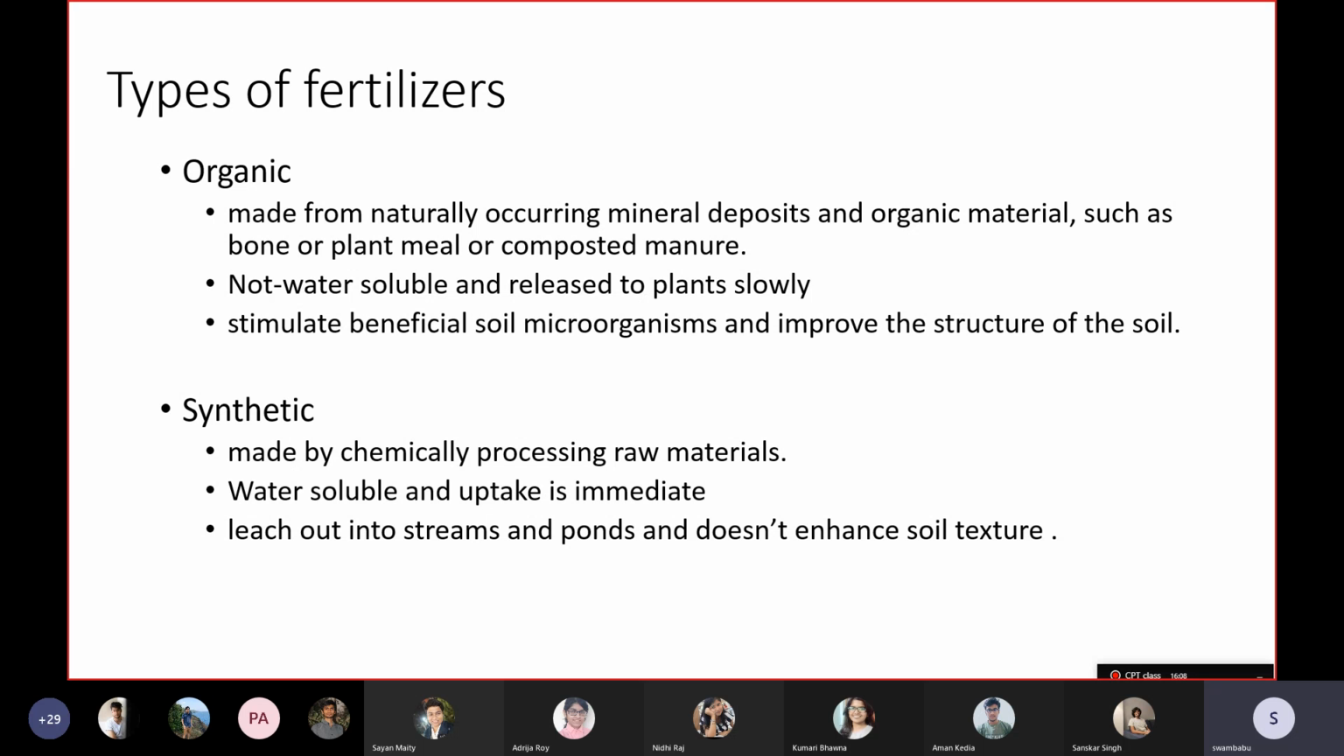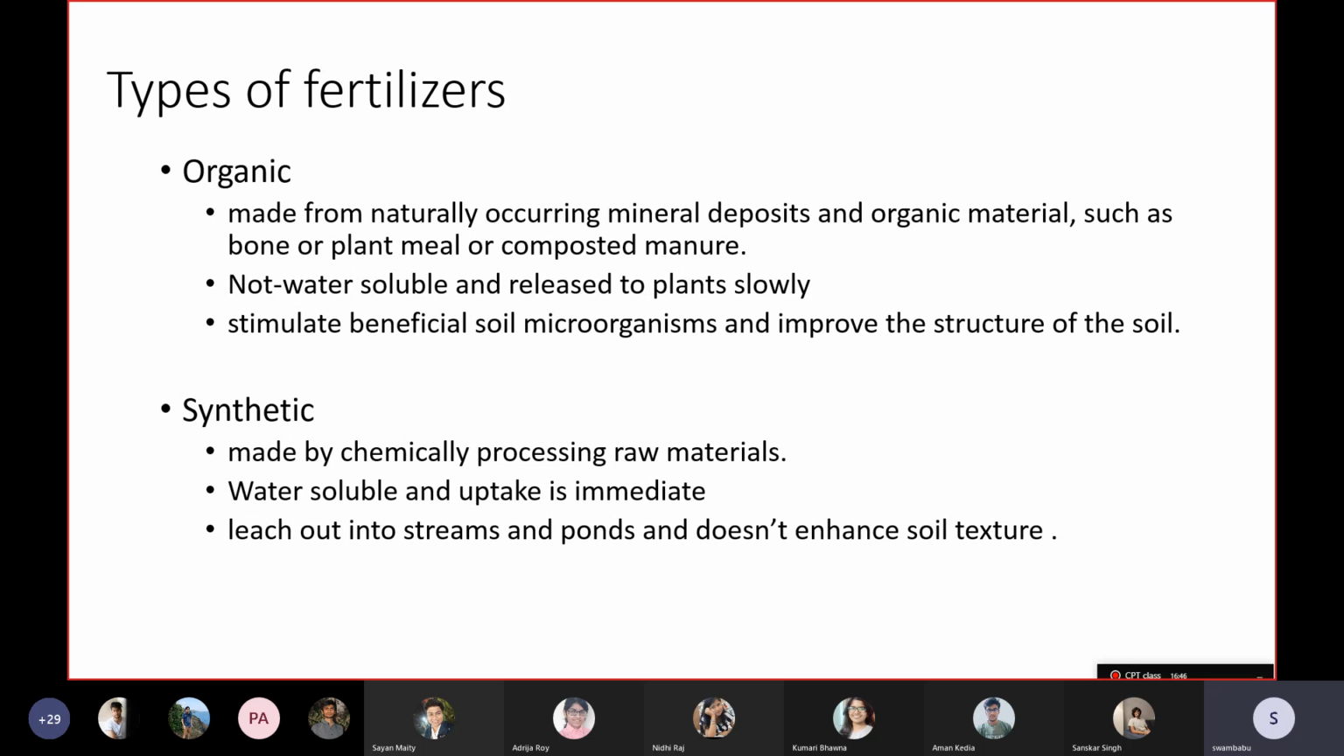So now, what are the merits and demerits of these fertilizers, organic and synthetic fertilizers? Organic fertilizers stimulate the beneficial soil microorganisms. One of the important beneficial soil microorganisms is the earthworm. So when you add these organic fertilizers, the growth of the earthworms will be stimulated very well.